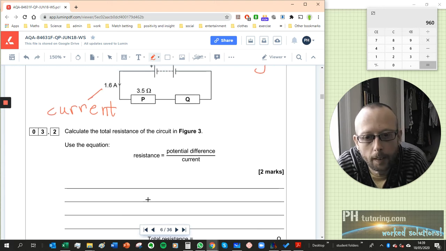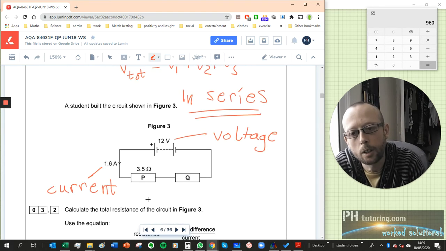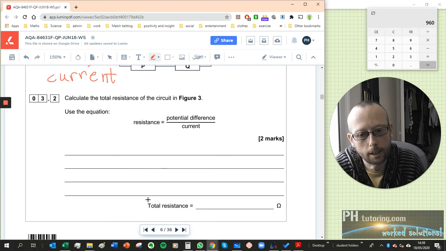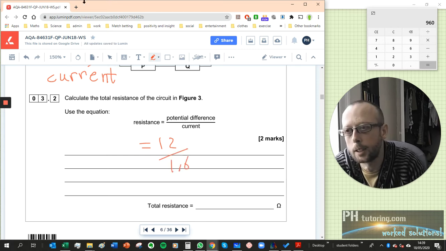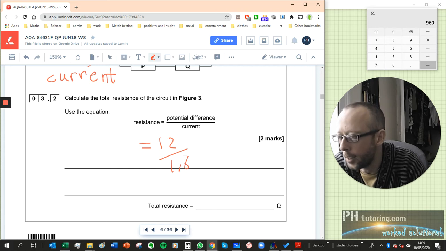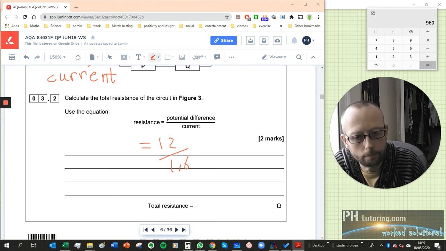What would you do? So we've got resistance is equal to potential difference divided by current, and it was 12 divided by 1.6. So 12 over 1.6, and that is equal to 7.5.